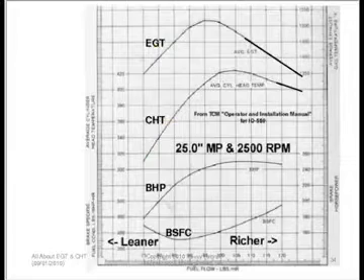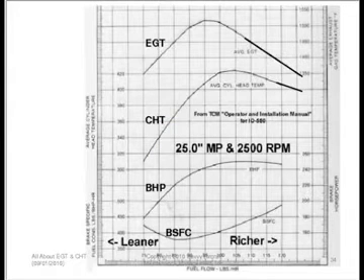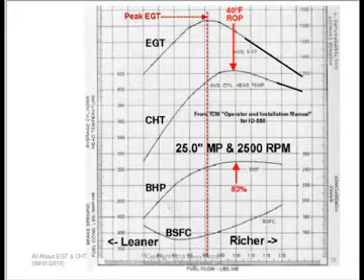Again, let me quantify that just a little bit. Here's a diagram out of the TCM operator's manual for the IO-550 engine. There's nothing special about IO-550s. The curves for any engine will look essentially the same as this, at least the shapes and relationships will be the same. Let's take a look at this. Note the vertical dotted line is peak EGT. Note that the peak CHT and the peak cylinder pressure occur about 40 rich of peak, as we said.